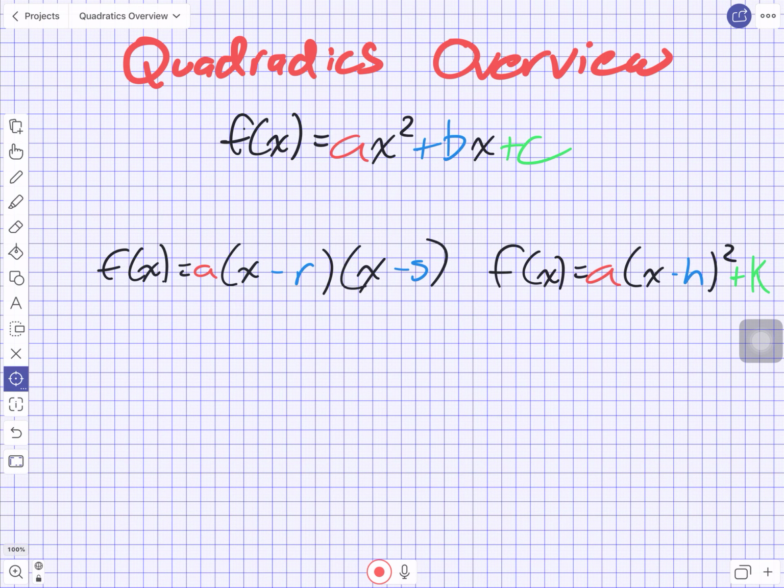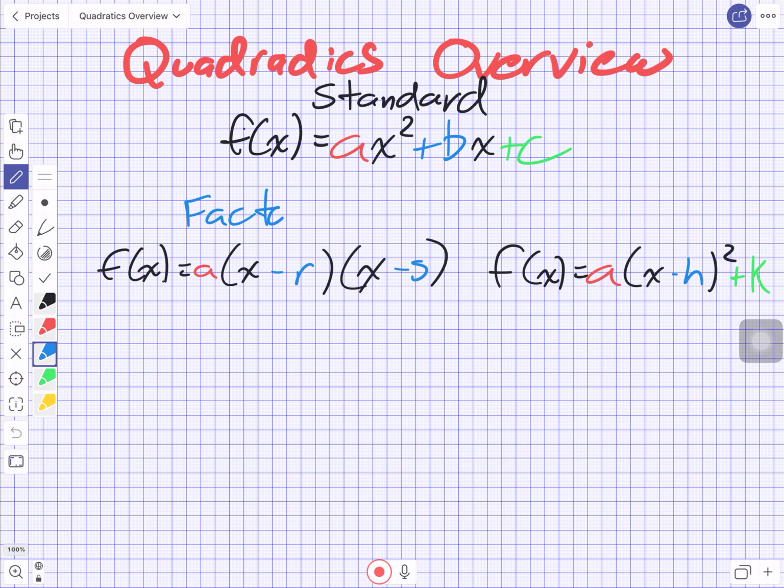For the factored form, I guess I should give them all titles, because that would be nice. Let's call this standard, so we know what I'm referring to. Factored in blue. And this one is called vertex. The factored form, the r and the s, give you the roots or the x-intercepts. And usually it's the opposite. If it's like plus 5, then one of the roots is negative 5. And finally, what's nice about the vertex form is that the h and the k represent the vertex of the quadratic.